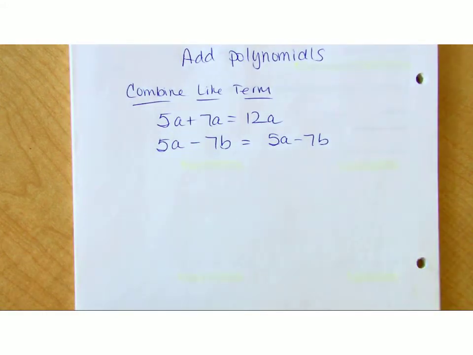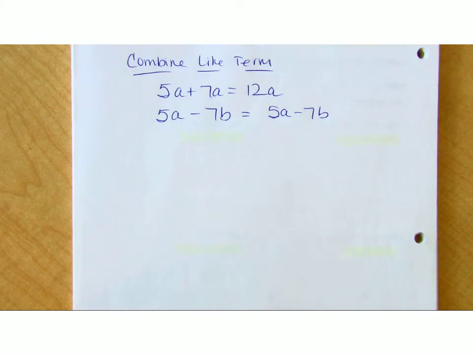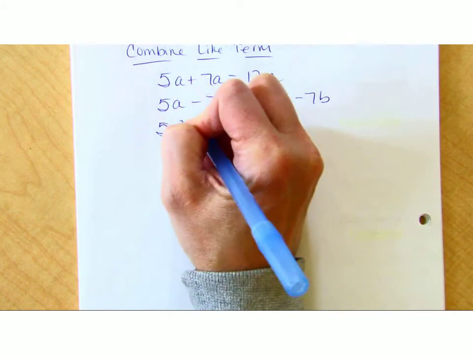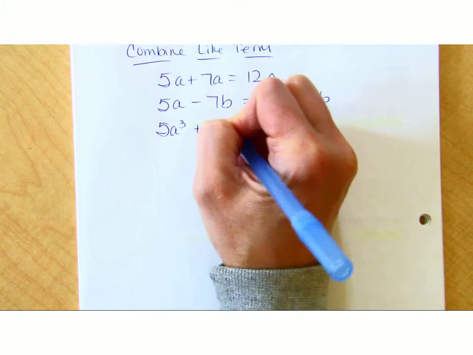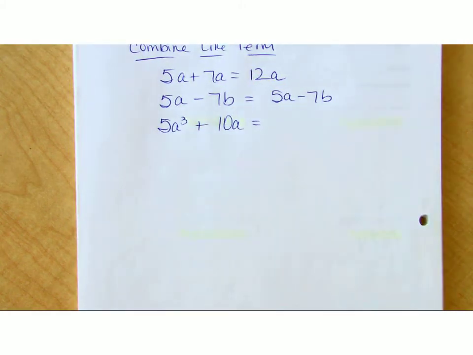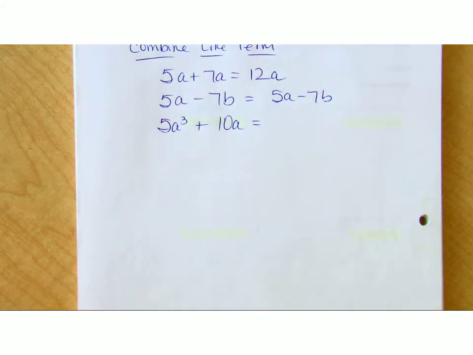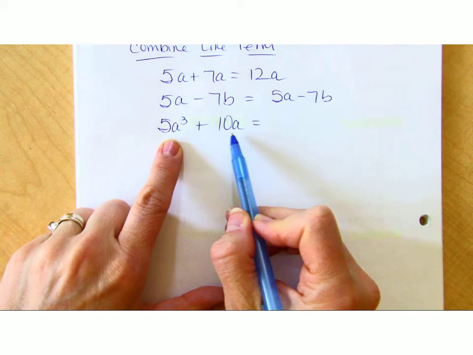And then I feel like in 7th grade there's a very loose definition of like terms. I've heard teachers say, oh, like terms have the same variable. And if they have the same variable, you can add them. And that's partly right. So if I throw 5a to the third plus 10a at ya, they have the same variable. Can I make that 15 though? Can I do anything with these coefficients? I don't know if you saw problems like this last year, but just them both having a's is not enough. They have to be identical. So they have to have the same variable part.